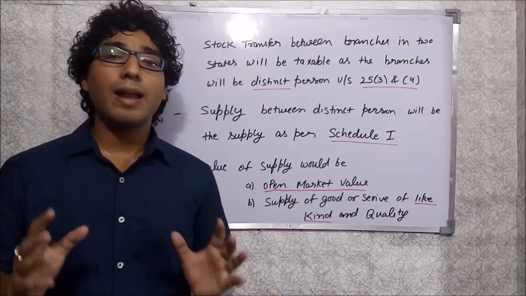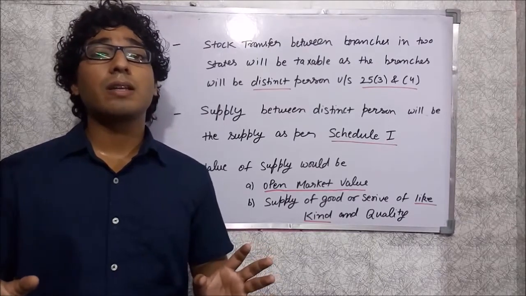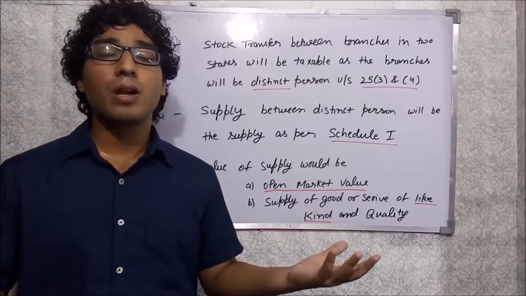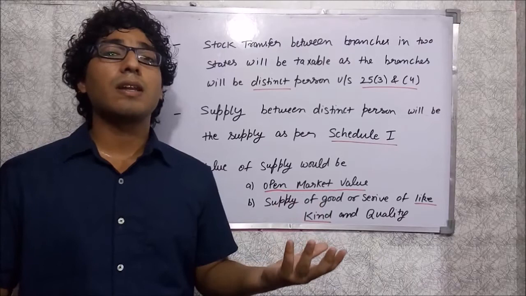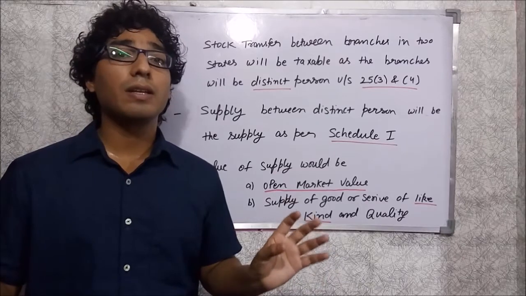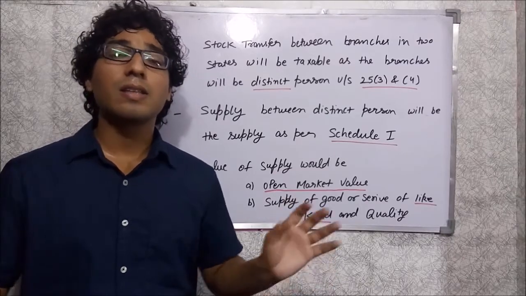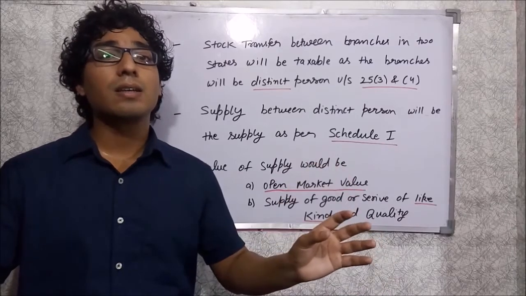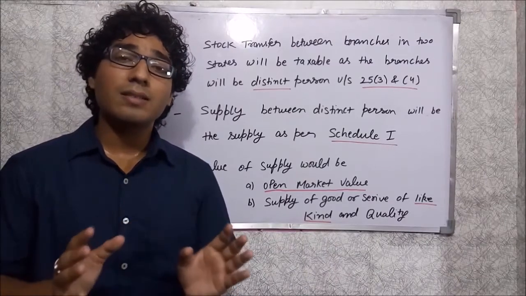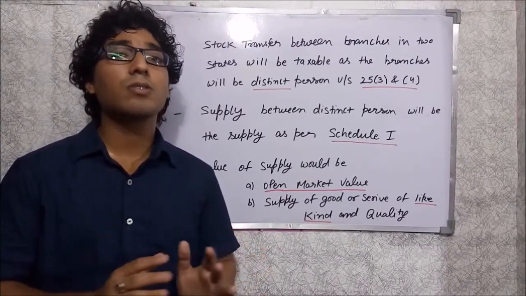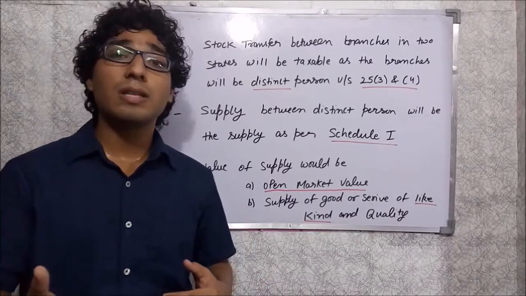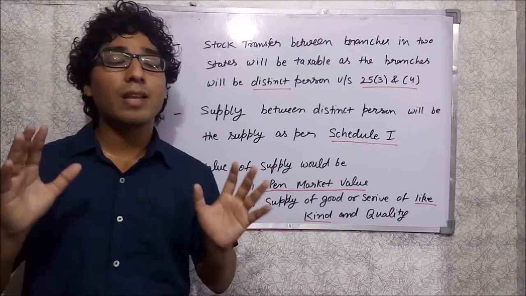And yes, the stock transfer or branch transfer is taxable under GST if the branches are situated in different states, because in GST you have to register in every single state from where you make taxable supplies. So if there are two branches in different states, then they have to register under GST separately, and if they register separately, then they will be treated as distinct persons. And if there are many branches, like 4 or 5 branches within the state, then the stock transfer or branch transfer between them will not be taxable under GST. So keep that point in mind.